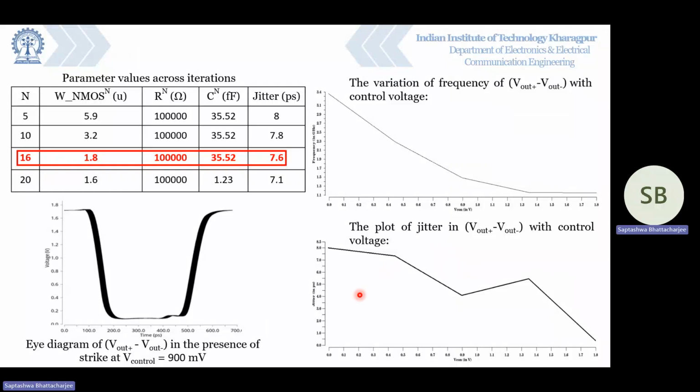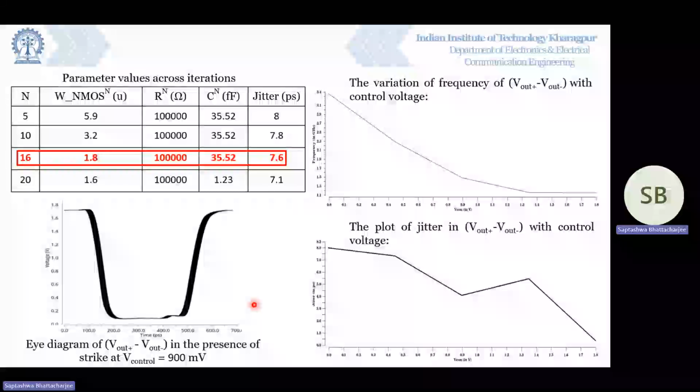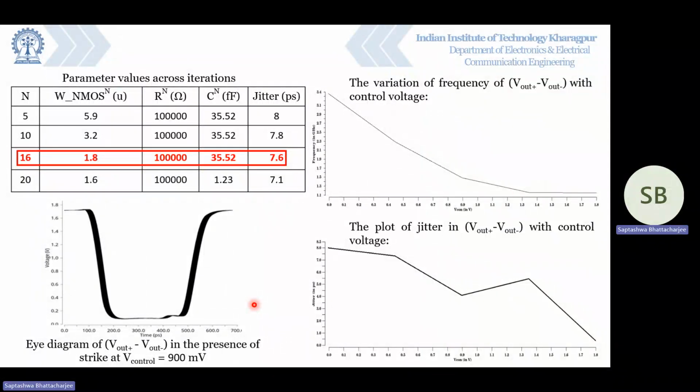This is the plot of jitter with control voltage. As we can see that there has been significant reduction in jitter, the maximum jitter being around 8 picosecond. Variation of frequency with control voltage. This is the characteristic of the VCO, the maximum attainable frequency being around 3.4 gigahertz and the minimum being around 1.1 gigahertz. This is the eye diagram of the differential output in the presence of strike. So as we can see that in this case, the eye diagram has been significantly improved as compared to the previous case.